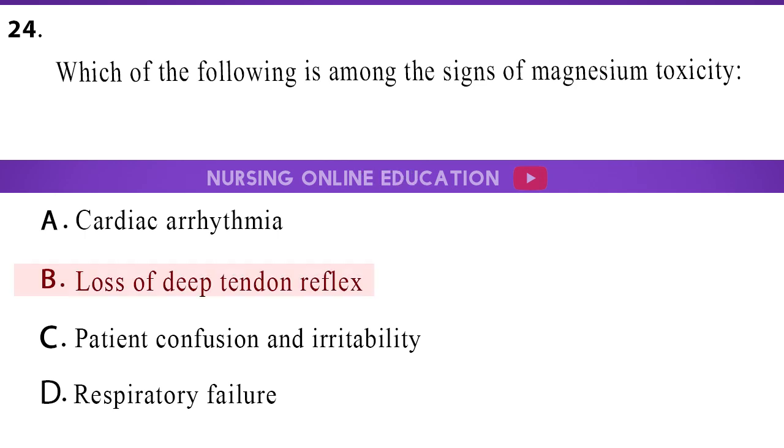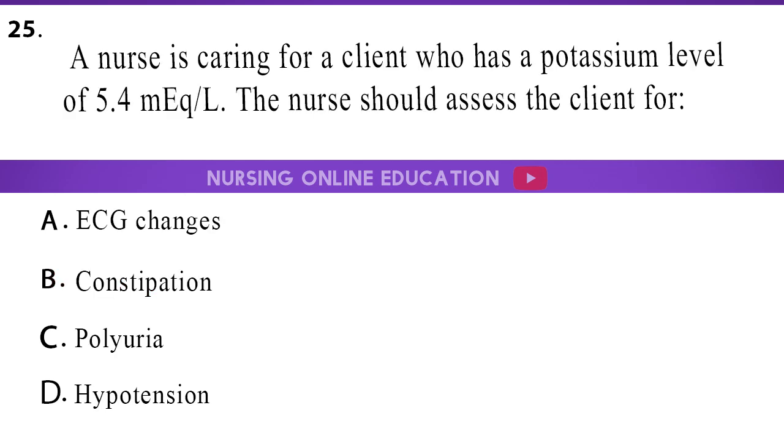The answer is option B, loss of deep tendon reflex. 25. A nurse is caring for a client who has a potassium level of 5.4 milliequivalents per liter. The nurse should assess the client for A. ECG changes, B. Constipation, C. Polyuria, D. Hypotension.